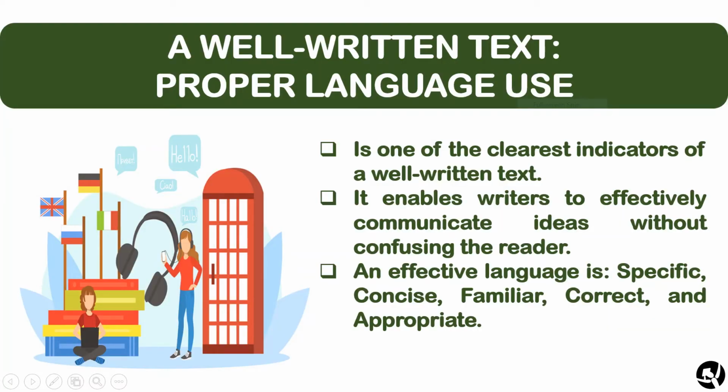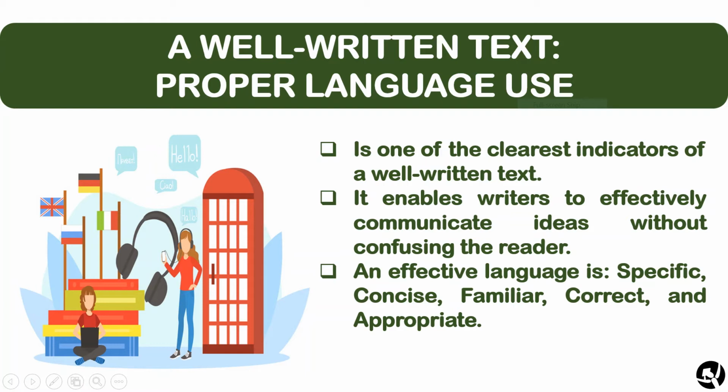The next slides will show you elements of a well-written text. Now, these are things that we need to observe in order to have a well-written narrative. The first one is proper language use. Proper language use allows you to capture the message that you want to convey to your readers. It is all about choosing the right words that accurately capture your ideas.